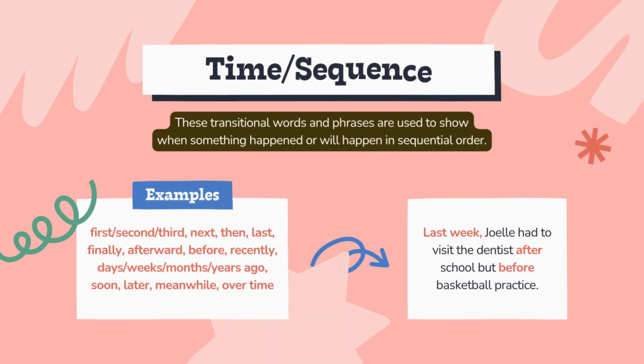Time, sequence. These transitional words and phrases are used to show when something happened or will happen in sequential order. Words like first, second, third, next, then, last, finally, afterward, before, recently, days, weeks, months, years ago, soon, later, meanwhile, over time.